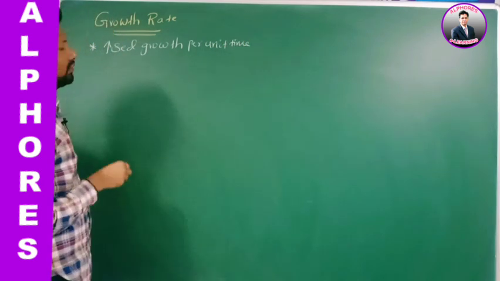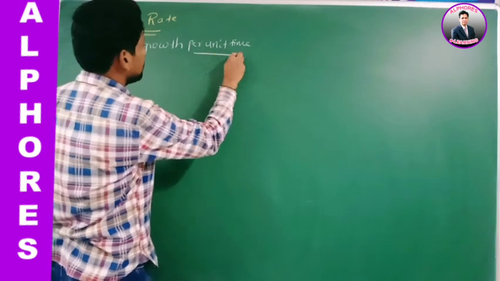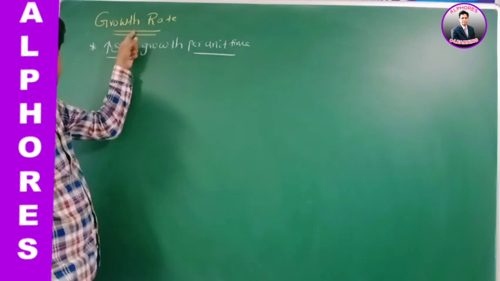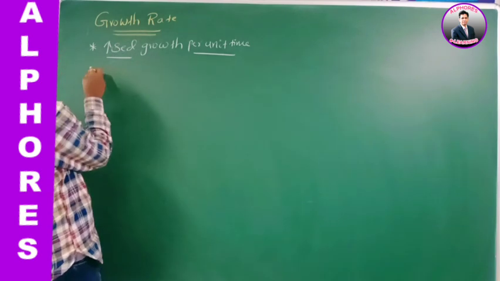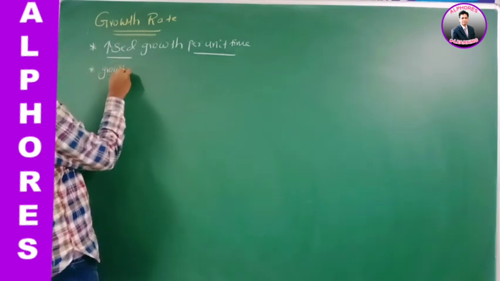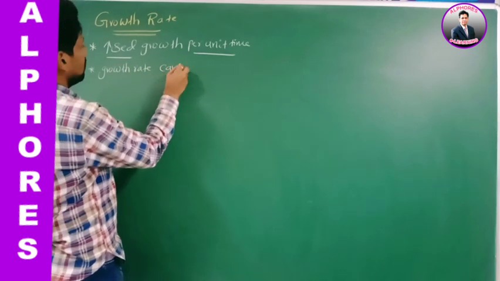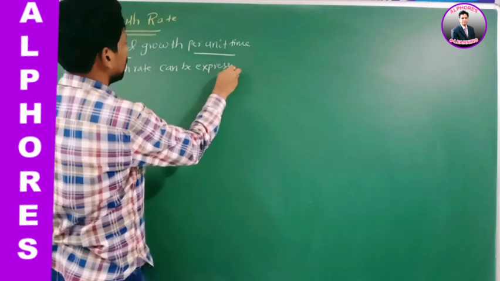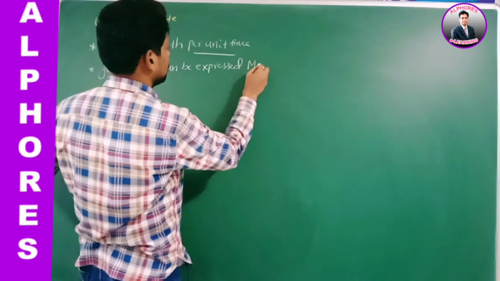What is the meaning of growth rate, sir? Increased growth per unit time is called growth rate. It means growth rate can be expressed mathematically. Yes or no? Growth rate can be expressed mathematically.